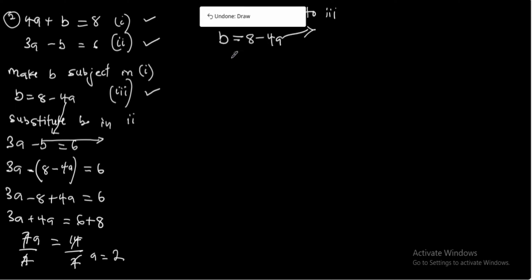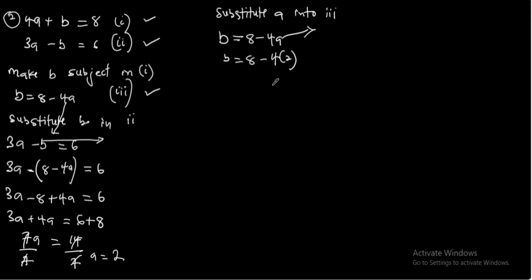So that I now have b equal to 8 minus 4. a is out now, and then 2 is in. And I have b equal to 8 minus 4 times 2, which is 8. And then my b will equal 0. To confirm whether we are right, check any of the equations. We must have exactly the same thing on the right-hand side as on the left-hand side. We have a equal to 2, b equal to 0.